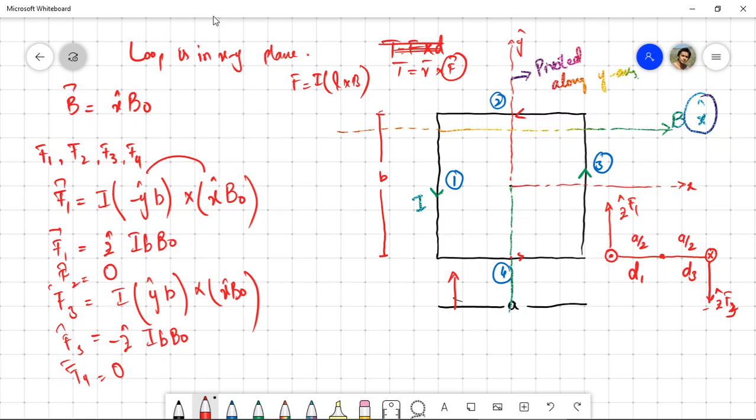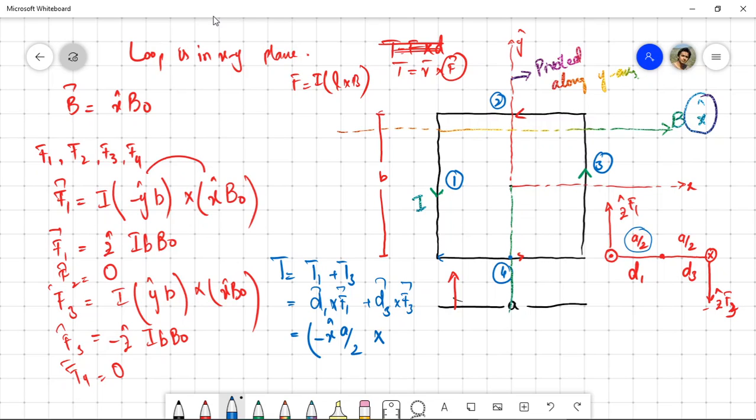If we want to calculate the total torque, it will be torque due to 1 plus torque due to 3. 2 and 4 were 0. So D1 cross F1 plus D3 cross F3. So what is the value of D1? Once again, take a look from here. We said that the D is basically from pivot point to the point at which the force is being applied. So this is basically the direction of D, and this is minus x, so minus x hat, and what is the magnitude? a over 2, cross F1.